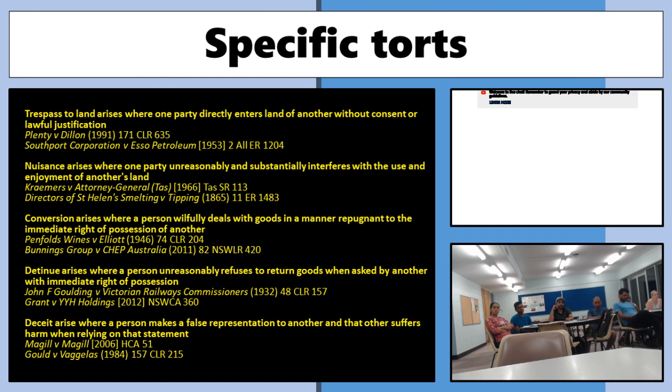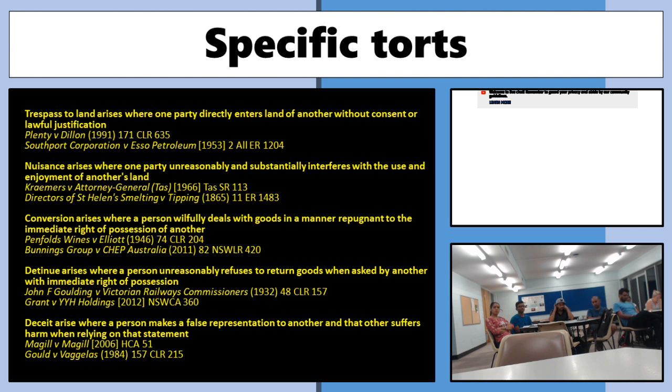In fact, on the previous slide, when I talked about the torts of assault and battery and false imprisonment, the first two are strictly speaking trespass to the person. It's direct interference with the person, with the body. Here, though, I'm specifically talking about trespass to land. Again, it's this direct interference. So if one person directly interferes with the land of another, without consent or lawful justification, then the other person can be found liable in trespass.